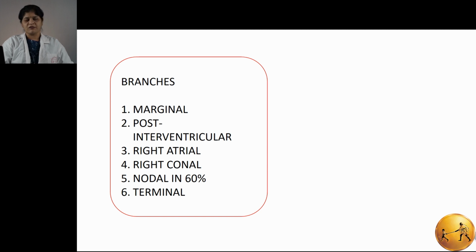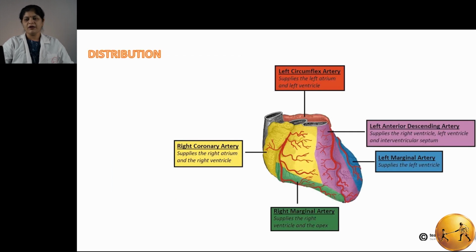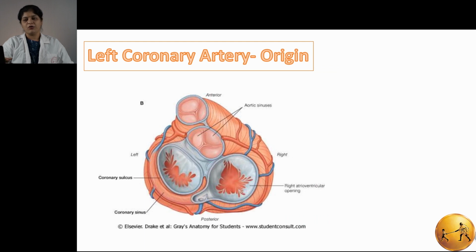So what are the branches? We will just enumerate them. These are the marginal branch, posterior interventricular branch, right atrial, right conal, nodal, and terminal branches, given by the right coronary artery. What is the area of the heart supplied by the right coronary artery? It supplies the right atrium and the right ventricle. The right marginal artery supplies the right ventricle and the apex of the heart. So this is the distribution of the right coronary artery.